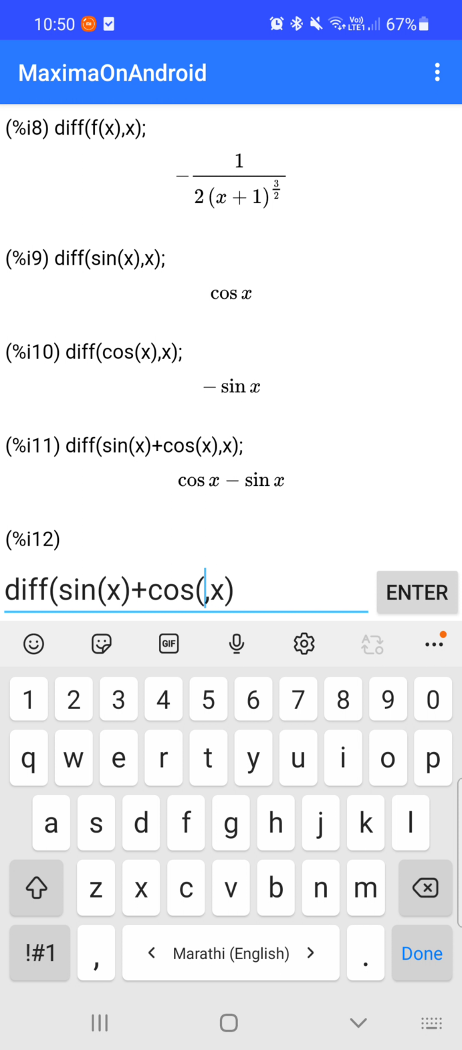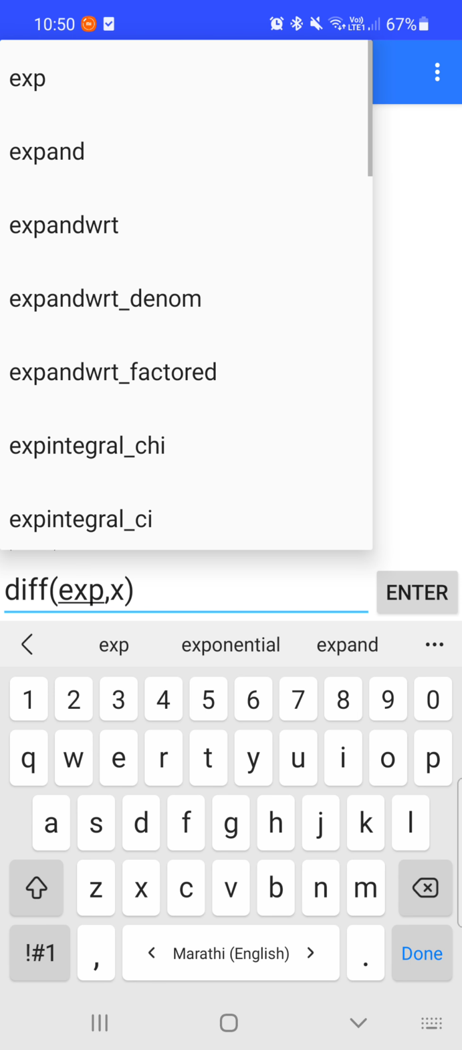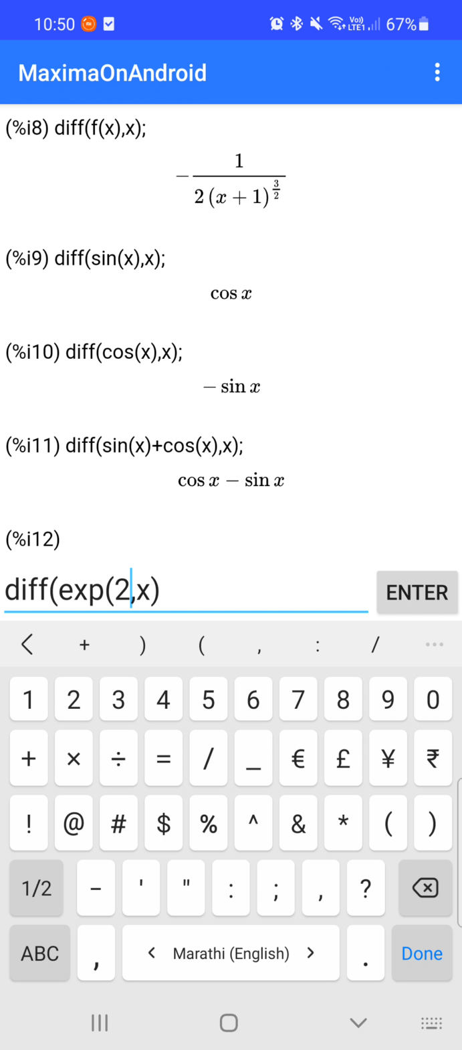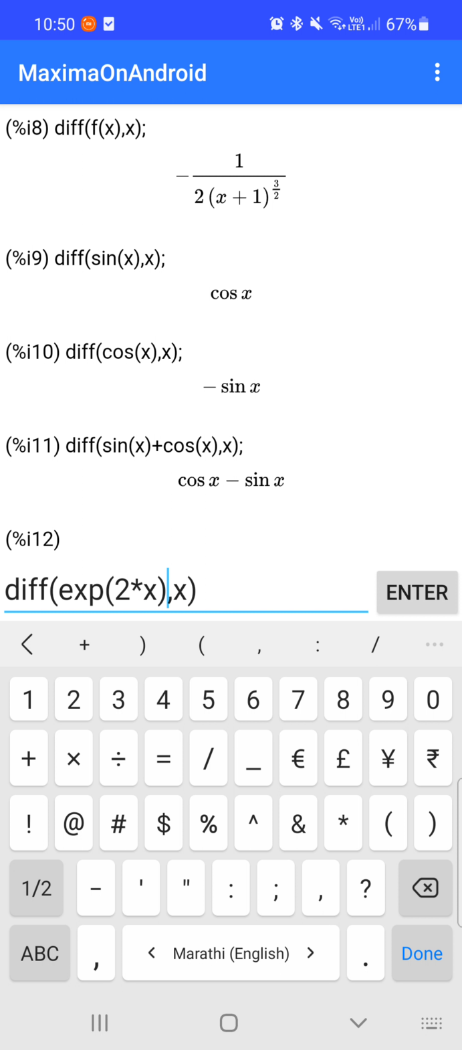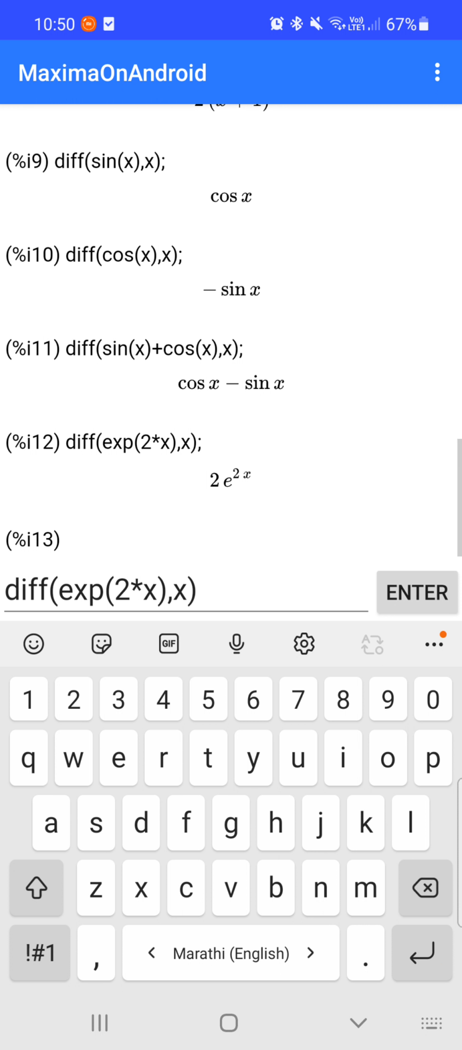Next, you can also find a derivative of an exponential function, say exp of 2 times x. So it is what? 2 e raised to twice x. By using this command, you can find a derivative of an exponential function.